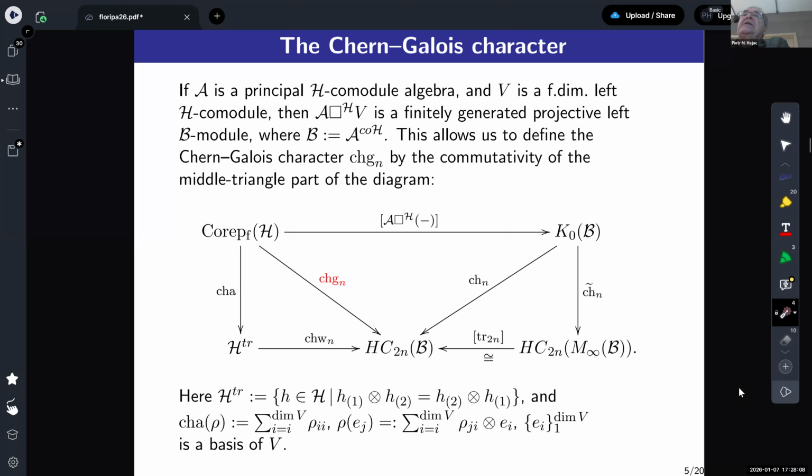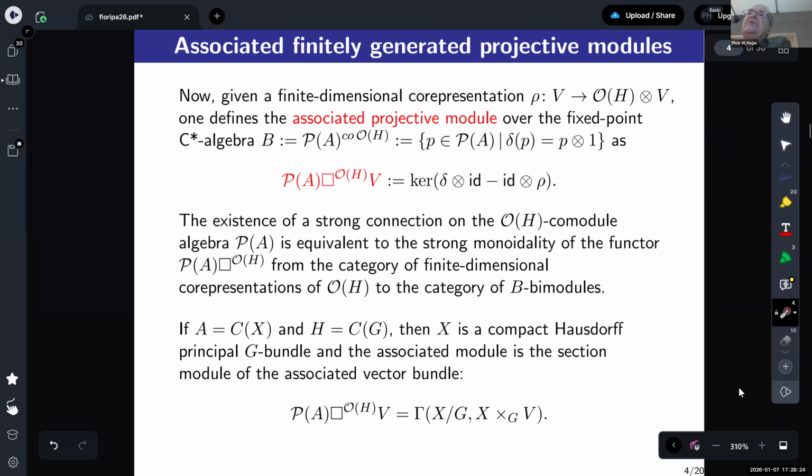Okay, so now let me discuss it in full generality of principal comodule algebras, and I use script letters to emphasize that I no longer assume that anything here is a C*-algebra. It might be, but it doesn't have to be. Okay, because in this setting we always have that O of H is a Hopf algebra, P of A is a comodule algebra of this Hopf algebra, but the fixed points is always a C*-algebra.